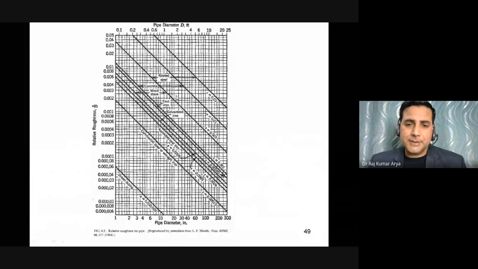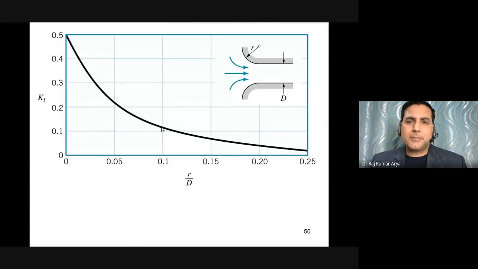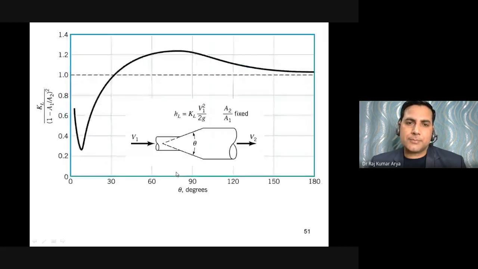Okay, so these are the various materials. This is again a graph for the same thing we talked about previously. This is the rounded entry here, and the sharp edge exit here. So this is the KL by D table for that. This is KL, this is R by D. So this graph can also be used. Same thing for this; we have already shown this to you.